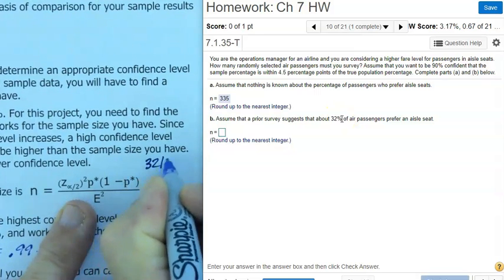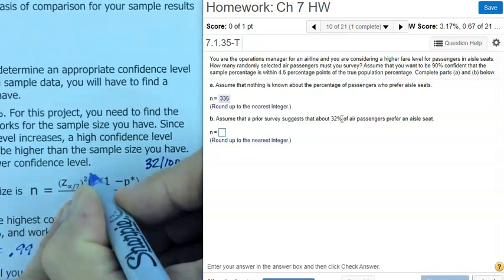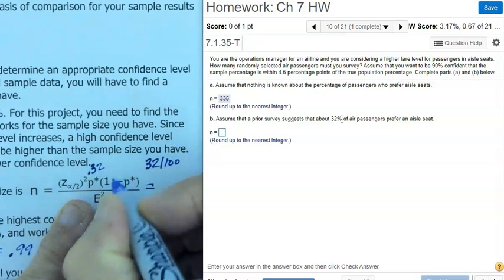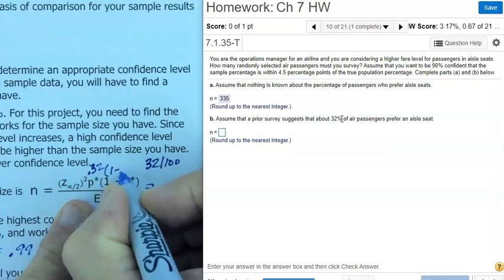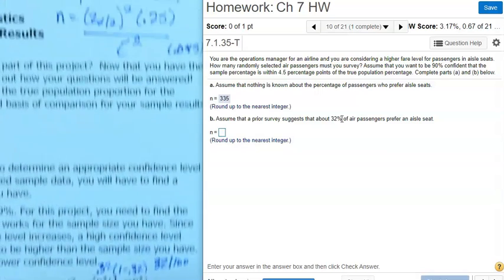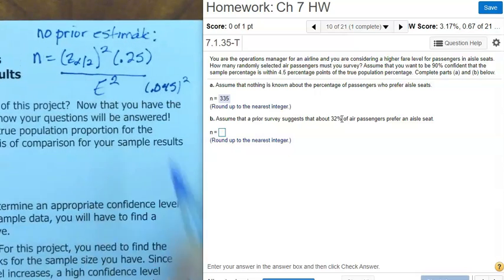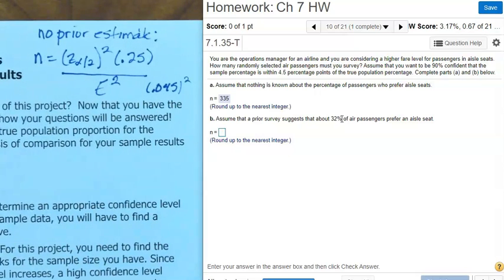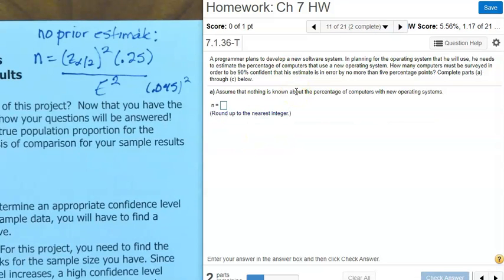So I take 32 divided by 100, and that means here I'd have a 0.32, and here I'd have 1 minus 0.32. The E is going to be the same as what you used in the first part, so that's still going to be the percentage points they gave you up here changed to a decimal. This problem is very similar to the last one.